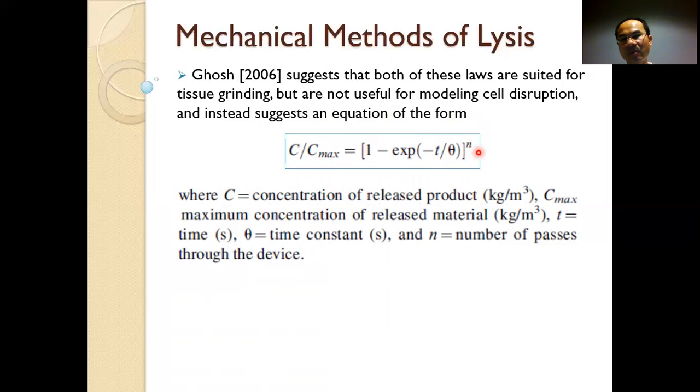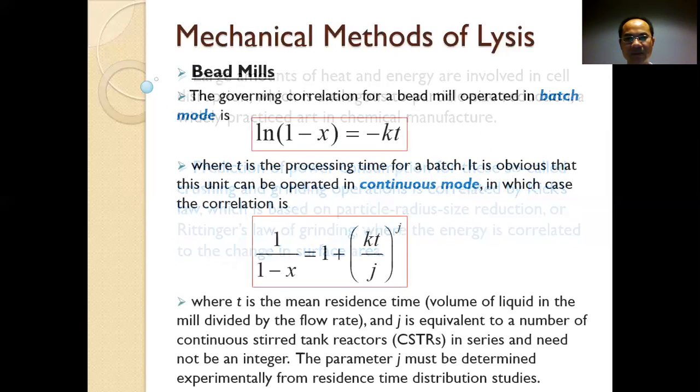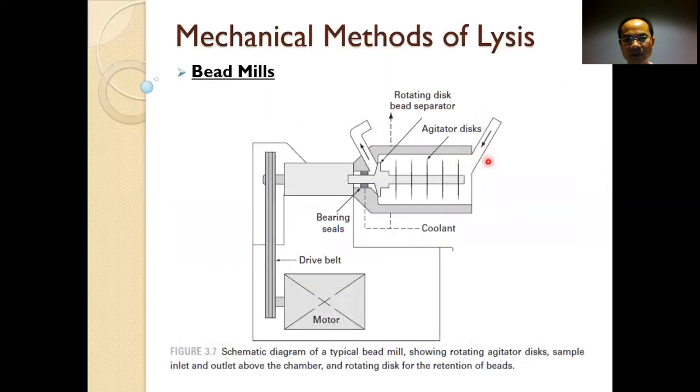See the concentration of product that is released from the cell. Cmax is the maximum concentration, or maximum amount of product in the cell. T is the time. Theta is the time constant, and n is the number of passes through the device. For example, if we operate continuously, it may be one pass, two passes, three passes, something like this.